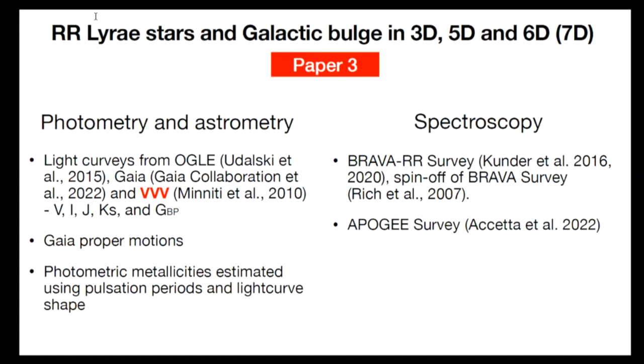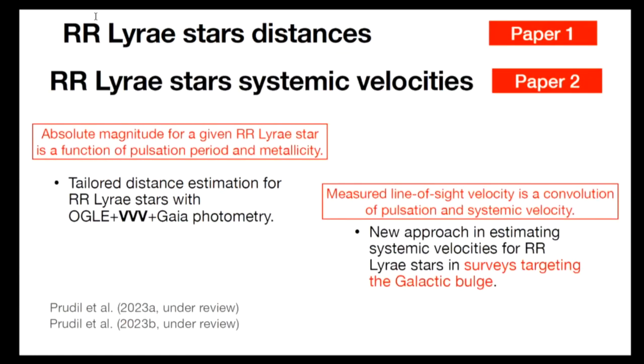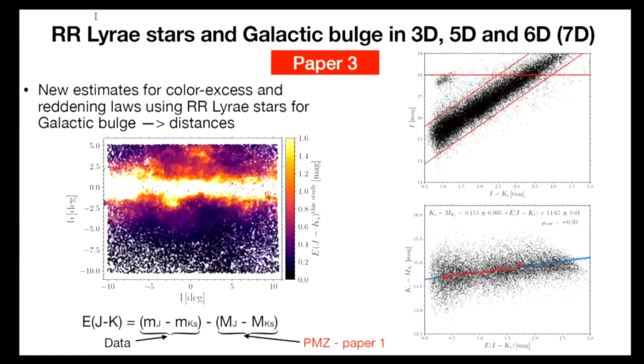On the spectroscopy side, we have the BRAVA RR Lyrae survey, which targets roughly 3,000 RR Lyrae stars in the galactic bulge below the galactic plane, and it focuses on the calcium triplet. APOGEE provides around 6,000 RR Lyrae stars observed in the H band, both above and below the galactic plane. And using the approach that I outlined in the paper too, we are able to determine the systemic velocity, the motion in space. So let's step to the distances.